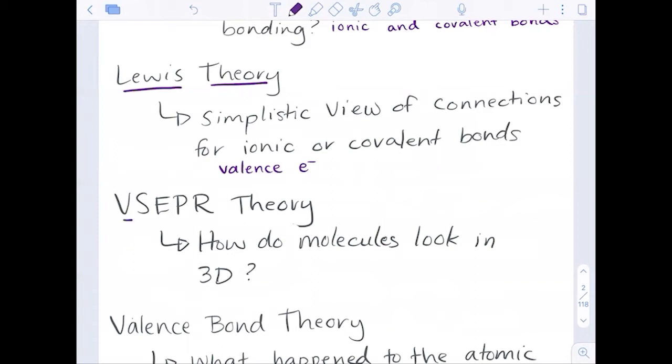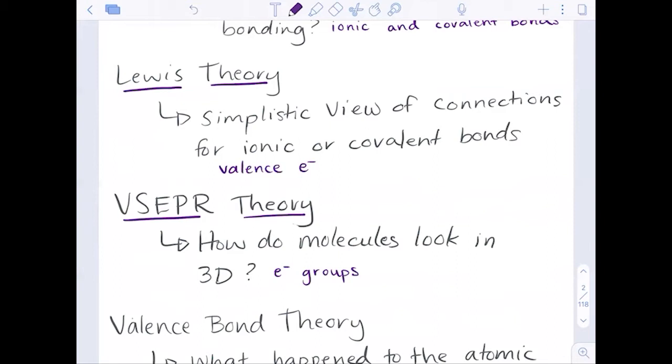With VSEPR theory, what we just talked about was how do molecules look in three-dimensional space? When we want to look at VSEPR theory, what we're really trying to do is give the electrons the most amount of space that they can have in a three-dimensional model. We know that electrons repel each other, but they are attracted to nuclei. And so what we're really trying to focus on are those electron groups in VSEPR theory.